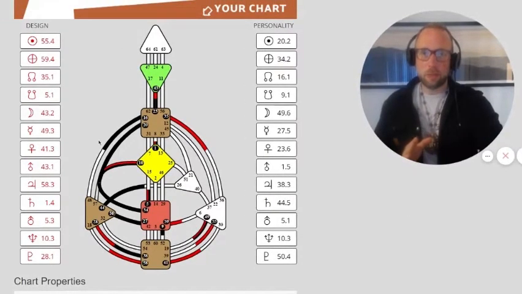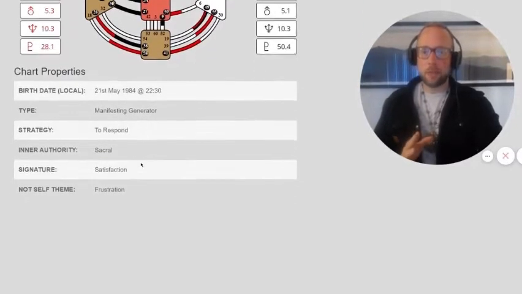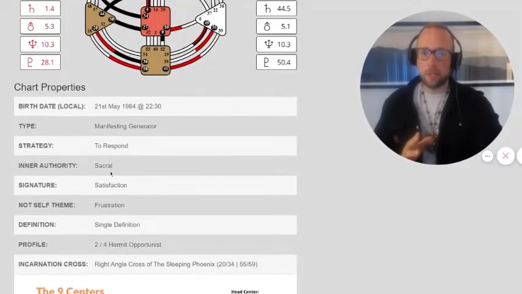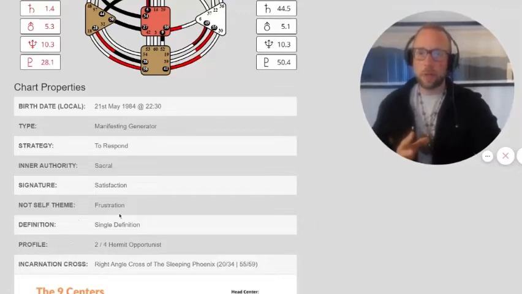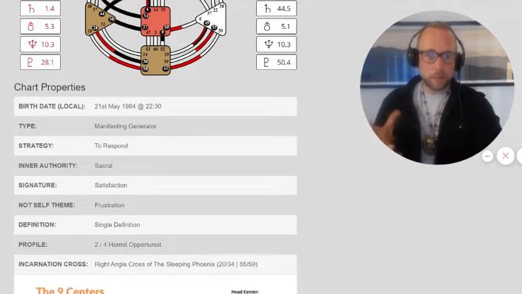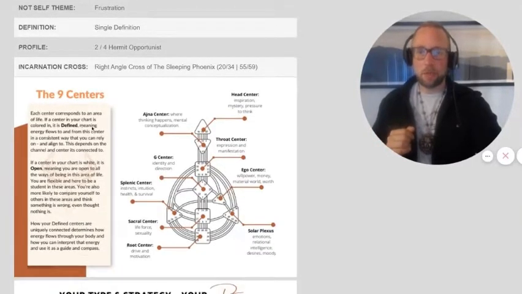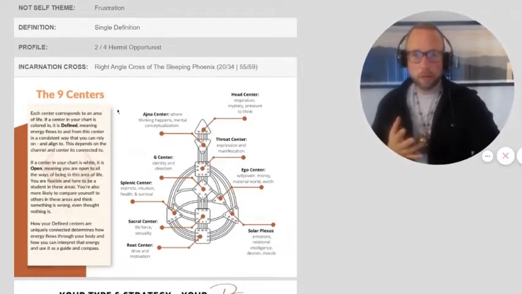This is my chart, and if you were to generate yours on my website, you would see your chart here. And then on the next page, you'd see your chart properties. So your type, your strategy, your authority, signature, not-self theme, definition, profile, incarnation cross. So we are going to focus today mostly on the type and how to interpret that, and a couple other things at a high level as well. Like the centers, for example, but I'll let you read this on your own. So the 9 centers, you can pause the video and read this here now as well.